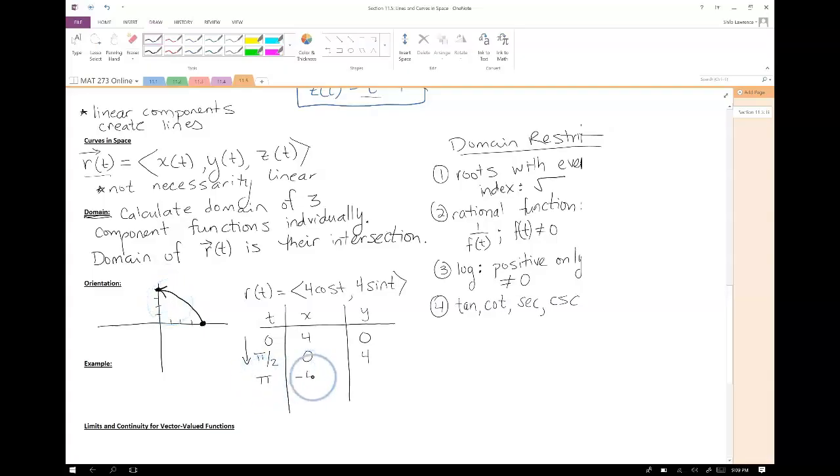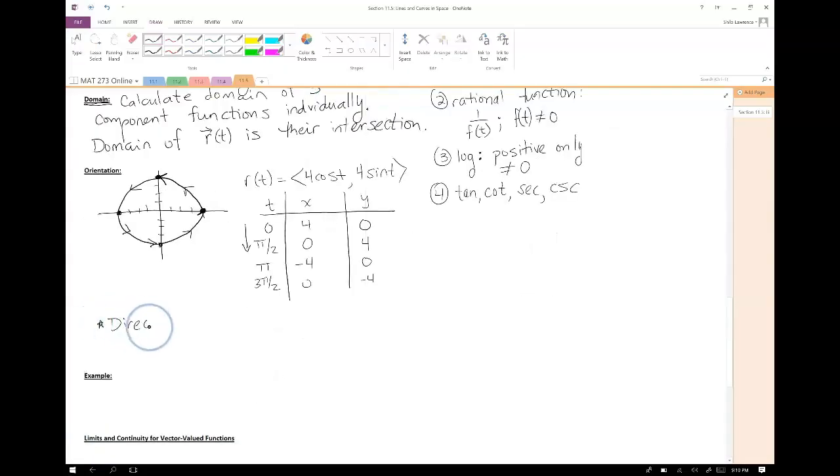We can continue this. For pi, we'd get negative 4, 0. For 3 pi over 2, we'd get 0, negative 4. And then at 2 pi, we'd be back at the start. So what this is forming is a circle with a radius of 4, and we're moving around this circle in the counterclockwise direction. When we draw this curve, since we know it's represented by a vector-valued function, we need to indicate in which direction the t values are getting larger. In general, that is what orientation means: it's the direction that the points move as t gets larger.